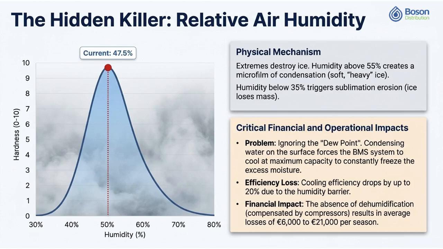Ignoring the dew point forces the cooling system to work at maximum capacity to constantly freeze the excess moisture. This humidity barrier can cause a drop in cooling efficiency of up to 20%. The absence of dehumidification, compensated by compressors, results in average losses of 6,000 to 21,000 euros per season.